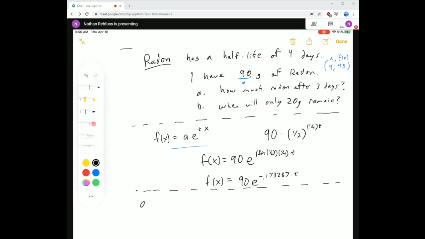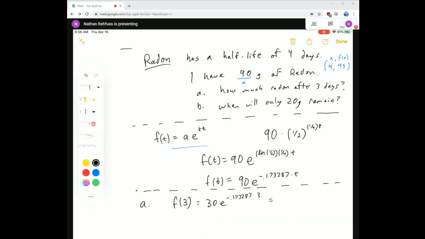Part A, how much radon will we have after 3 days? Let's see. I'll plug in 3 for T. Oh, I mixed my, well, easiest way to fix this is to pretend I was always using T as my input variable. Your input variable doesn't have to be X, it can be T. There, and now everything's consistent. I don't want X's on one side of the equation and T's on the other. That doesn't make sense. But here, if I put f of 3, it's 90e to the power of negative 0.173287 times 3.